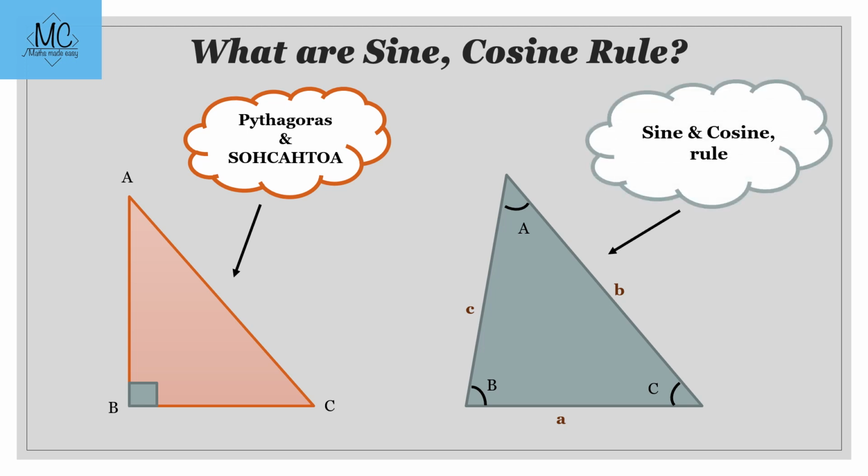So the angle is marked with a capital letter, and the side opposite to the angle should be marked with the same letter in small. So capital A has small a on the opposite side, capital B has small b opposite to it, and capital C has a small c on the opposite side of the angle.